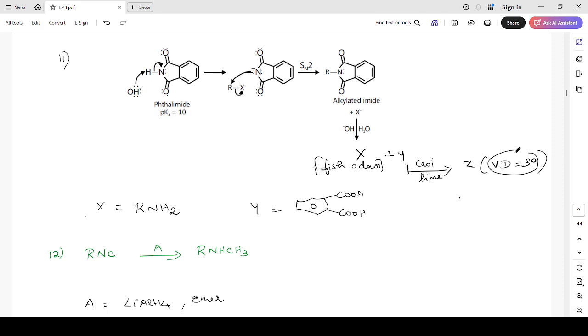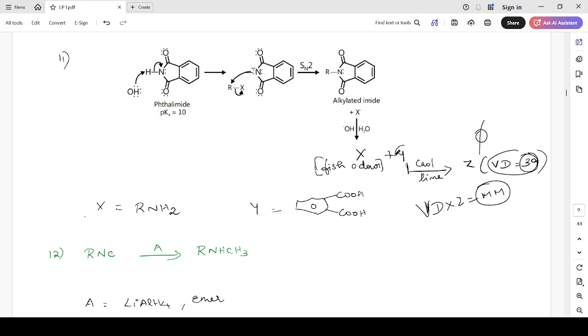I'm recording my sessions here. Vapor density into 2 will give you the molecular mass. Always try to remember this: benzene molar mass is 78. Keep it in your mind. So at the moment I see 39, I can understand the compound Z is benzene.